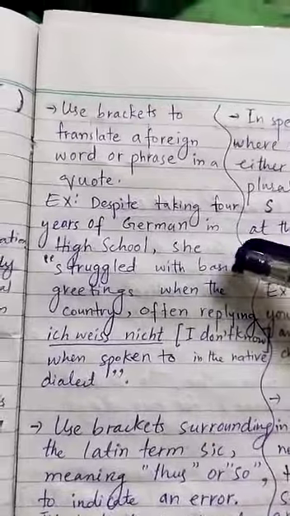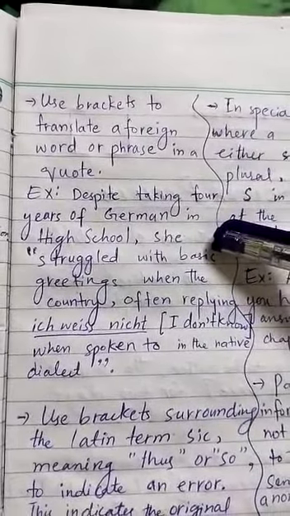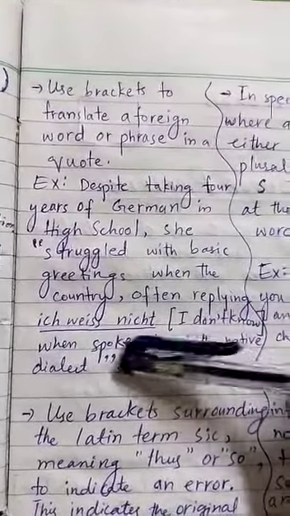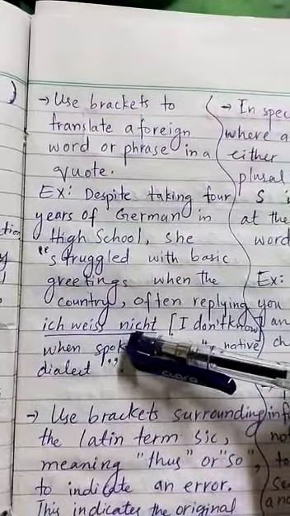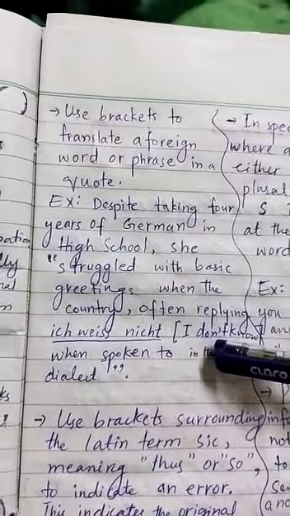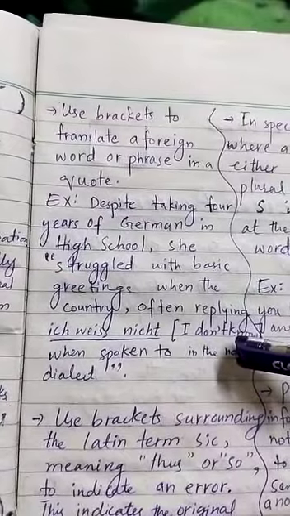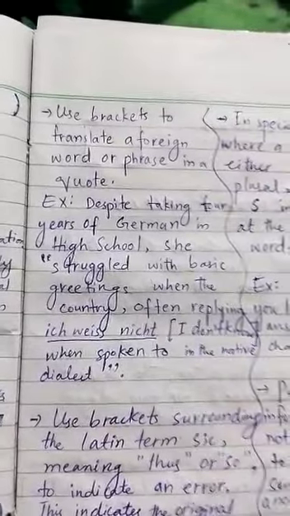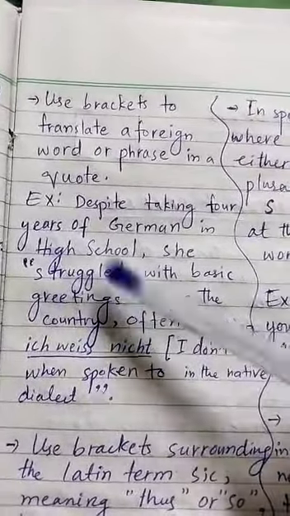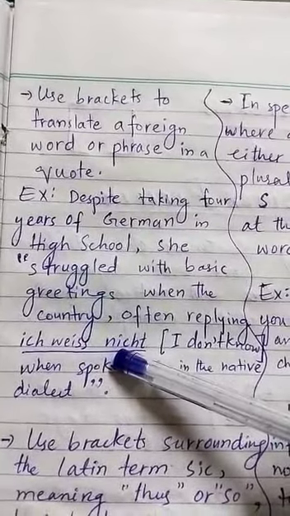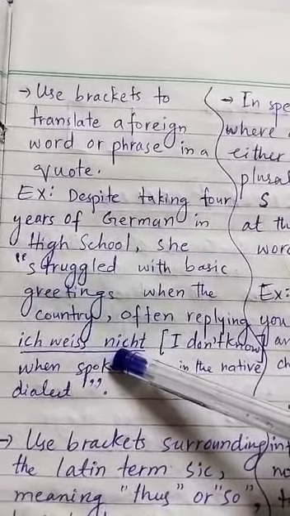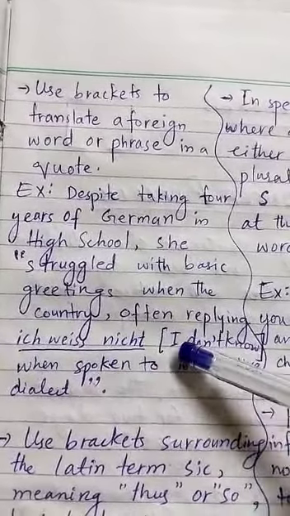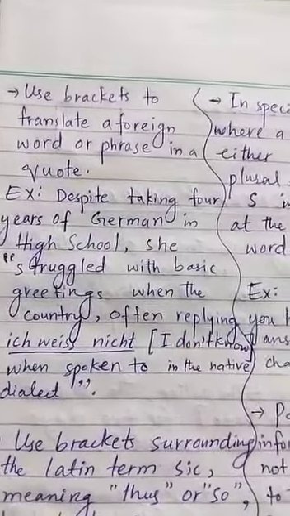Here is an example. Despite taking 4 years of German in high school, she struggled with basic greetings when the country, often replying. Now, this is an ununderstandable phrase, and this is the translation enclosed in the square brackets, when spoken to in the native dialect. So, this is the quotation, and inside this quotation there is a phrase that is not understandable. So we put the translation of this phrase inside the square brackets to make it more clear.